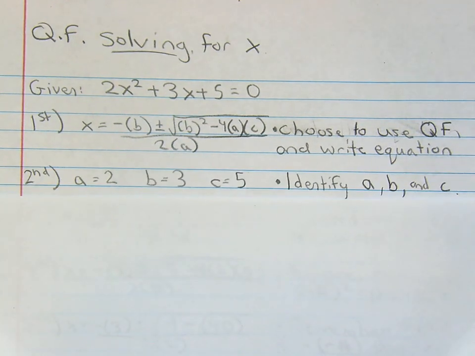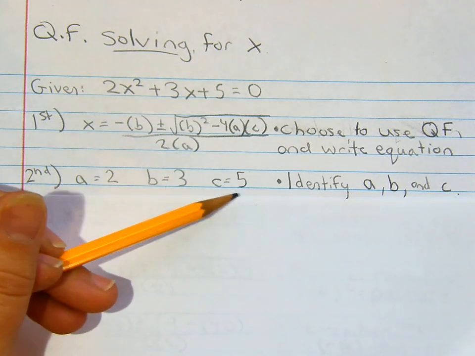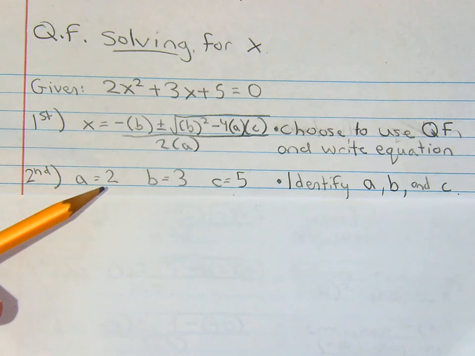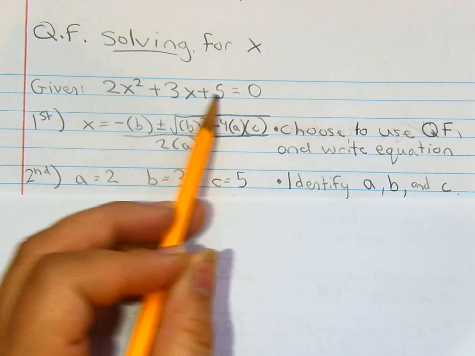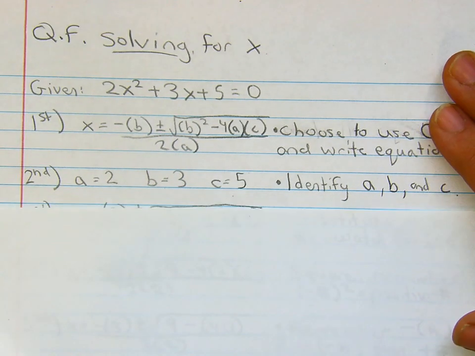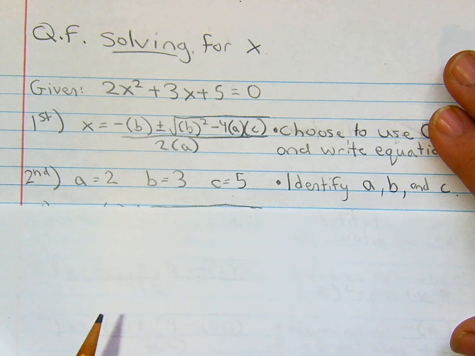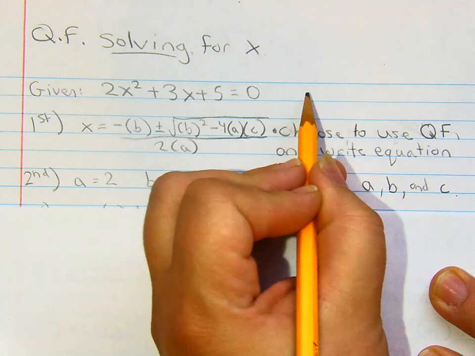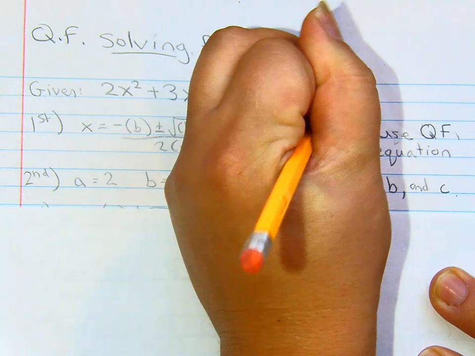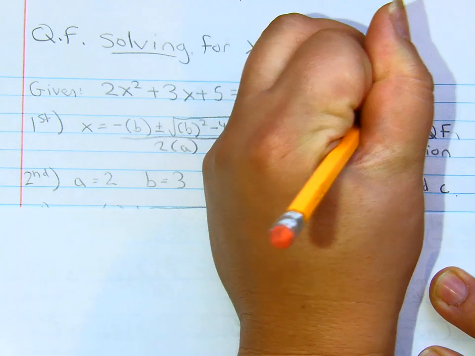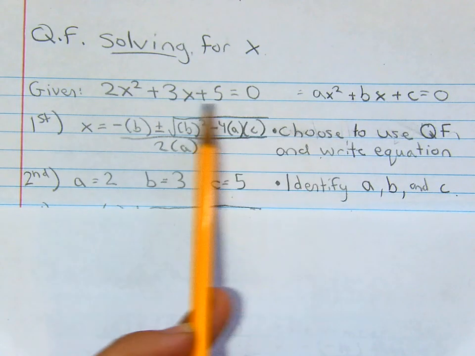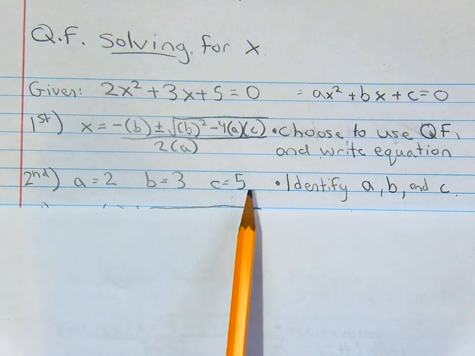So my second step is to identify my a, my b, and my c from my original equation. If you remember from the standard equation, we had our a here, my b was there, and my c was there. And if you need to, feel free to write that down into your standard form to be able to recognize it. So remember, this is ax squared plus bx plus c equals 0. That is the form and where we get our a, our b, and our c from.